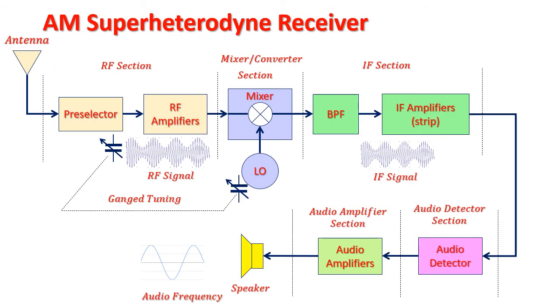This is a simple block diagram of an AM superheterodyne receiver. RF section. The RF section consists of a preselector and an amplifier stage. The preselector's purpose is to provide enough initial band limiting to prevent a specific unwanted radio frequency called image frequency from entering the receiver.